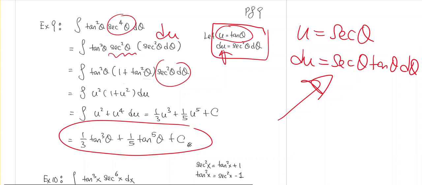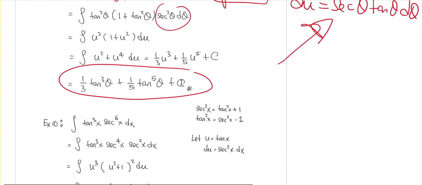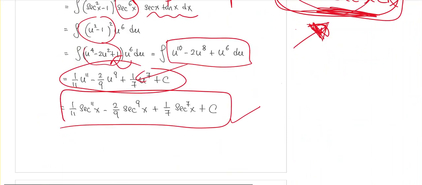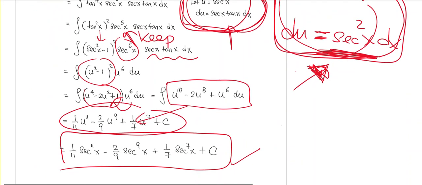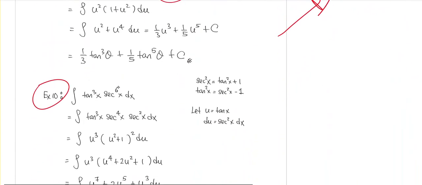Okay, so let's look at another example, which is example 10. And now you might also want to compare what is the difference between example 10 and example 9 and example 8. As I said, in example 8, apparently we are dealing with 2 odd powers. Example 9, we're dealing with 2 even powers. And example 10, we are dealing with 1 even power and 1 odd power. This is the odd power, this is the even power.